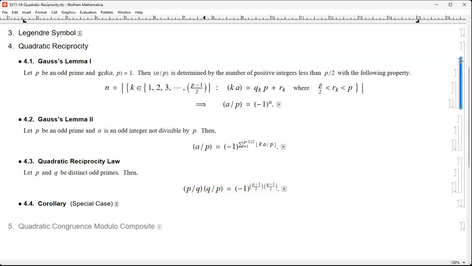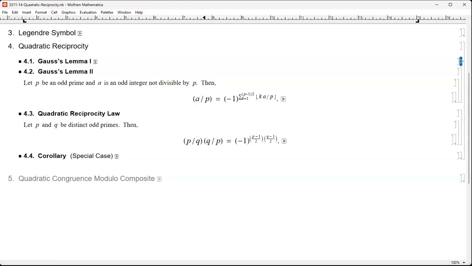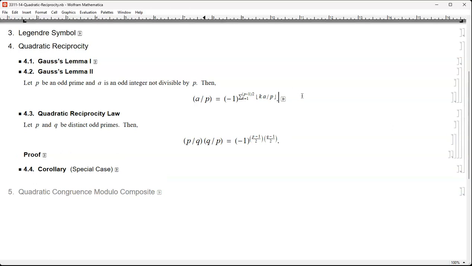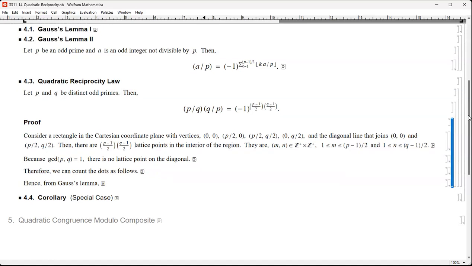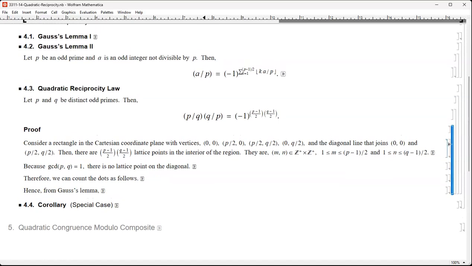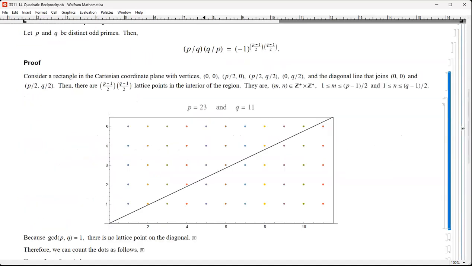I don't think we're going to need it, so let's minimize it. Let's go ahead with this proof. Let's keep this one on because we will use it certainly. Okay, this too is a multi-step proof. First, out of nowhere, let's consider a graphical argument.